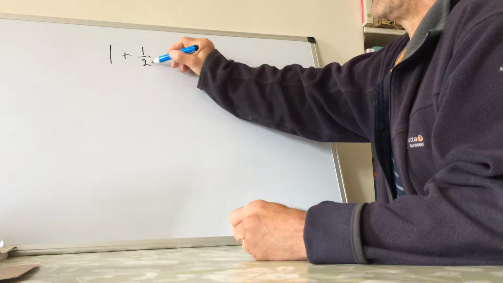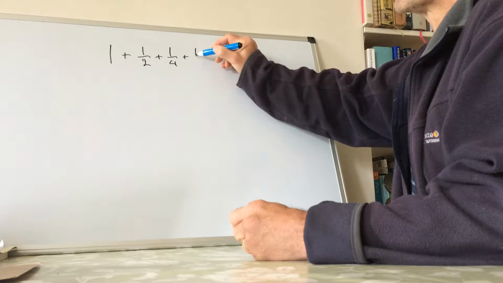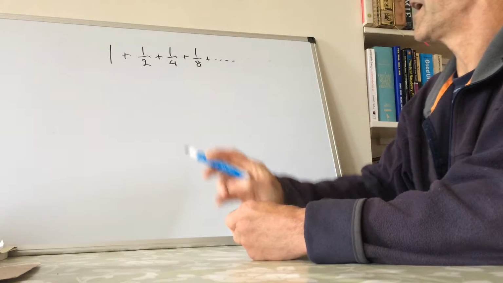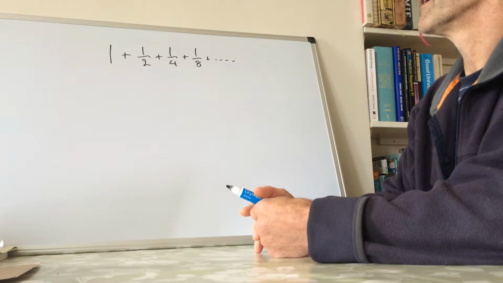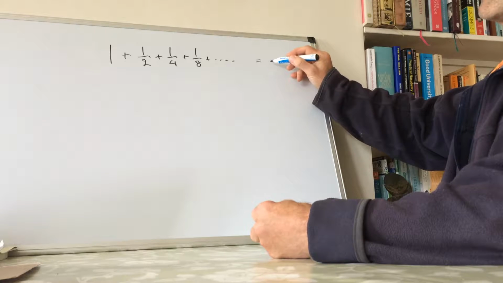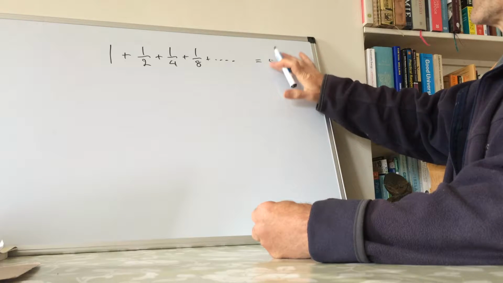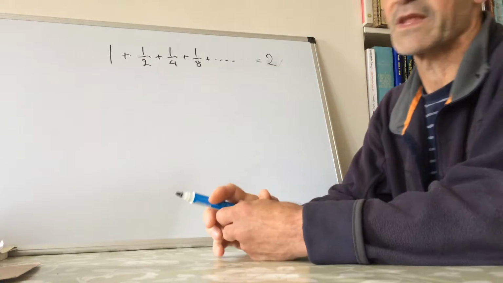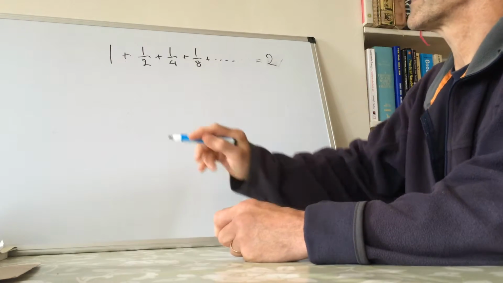1 plus a half plus a quarter plus an eighth, and so on. So I'm halving each term to get the next term. Okay, and the question is, what does the sum eventually equal? Does it equal infinity, or does it come to some finite sum? And the answer is it does come to a finite sum. It comes to 2.